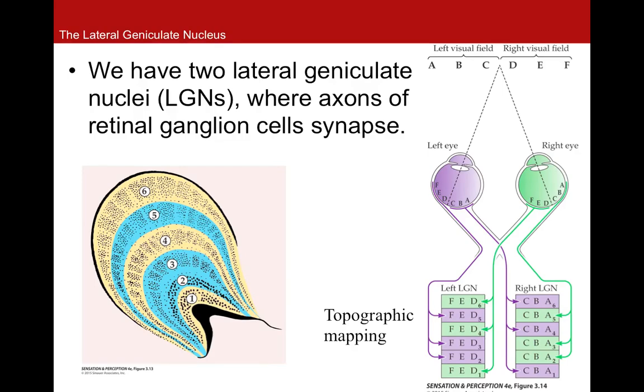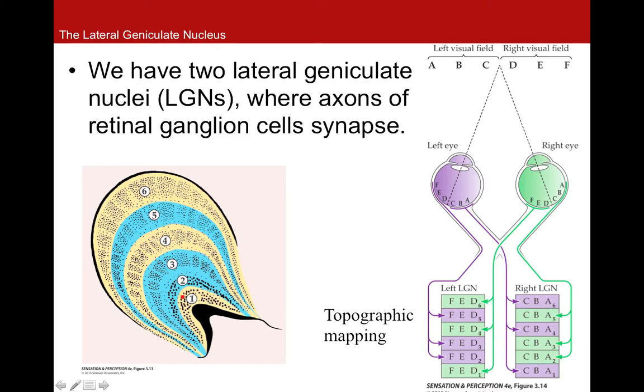So we have two lateral geniculate nuclei, one on each side of our brain. And that's where the axons from the retinal ganglion cells are going to synapse. This image shows a cross section of a lateral geniculate nucleus from an ape, and it's artificially colored to show the ipsilateral, so same side, projections in blue, and the contralateral, so opposite side, projections in yellow. In your brain, the connection layers aren't going to look like that. But the idea is that you can also see further division.